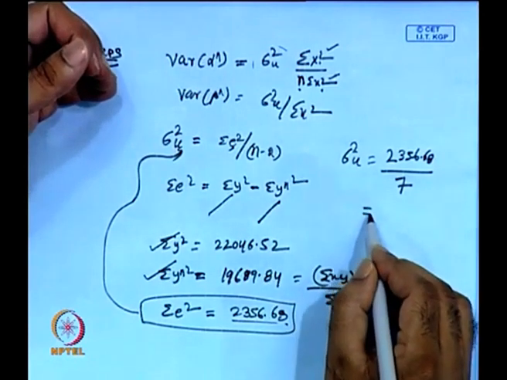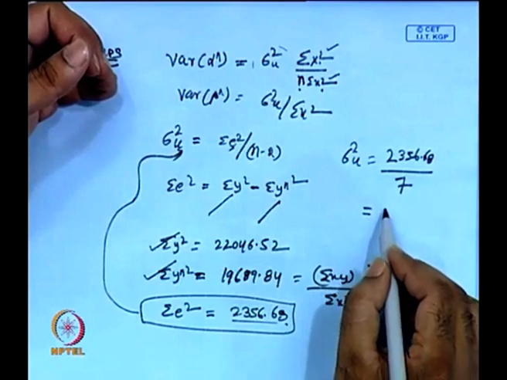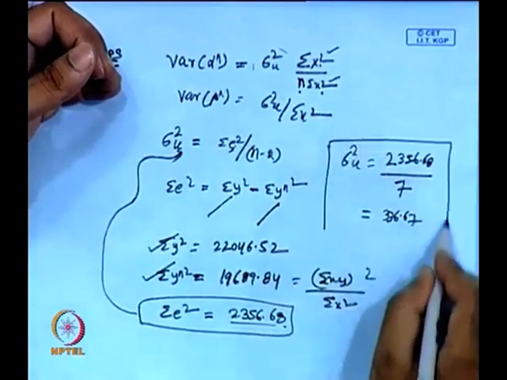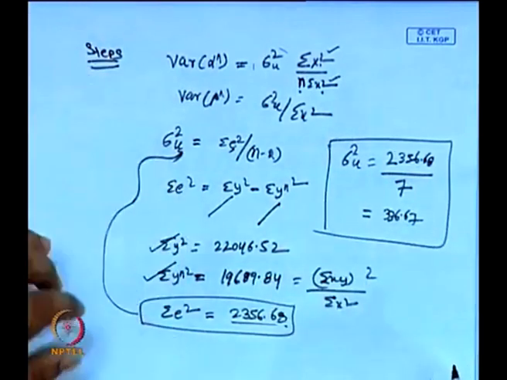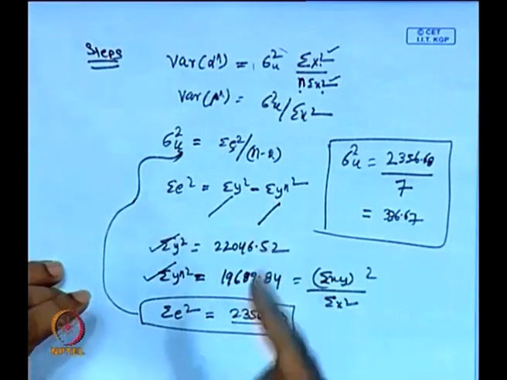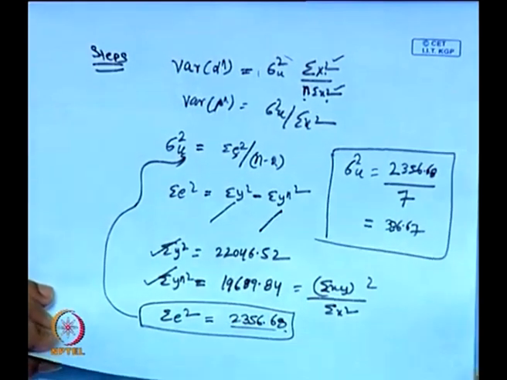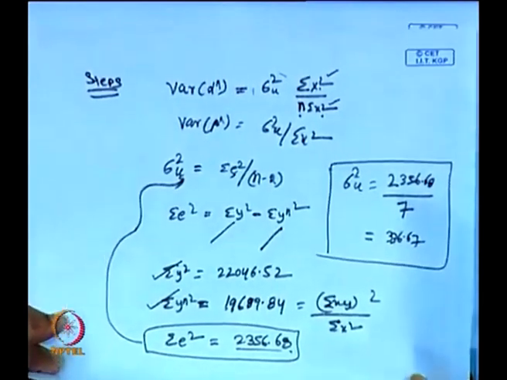So, if we simplify, it will come to 336.67. So this is how we get the error variance. Now with the help of the error variance, you can get the variance of alpha hat and the variance of beta hat. So now, what is the variance of alpha hat here?